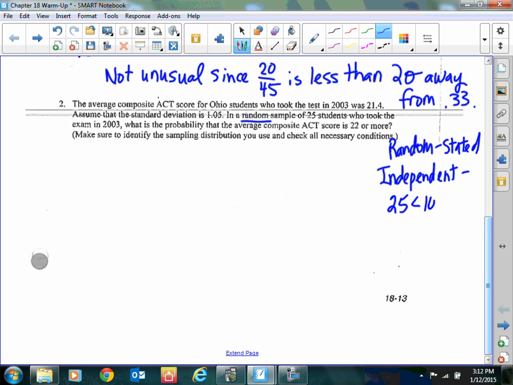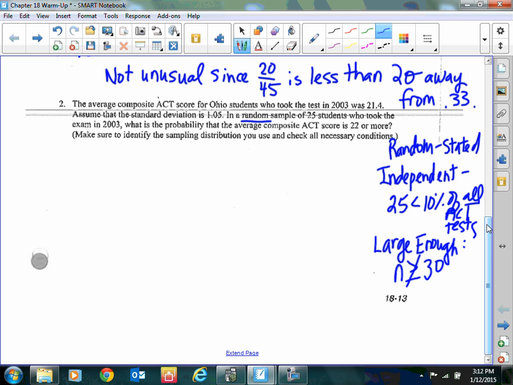That means 25 is less than 10% of all ACT test takers, and I think that's certainly reasonable. And then the large enough. Okay, here's an issue that I would expect you to maybe have problems with. N is not greater than or equal to 30 because for means, N has to be greater than or equal to 30. It's not, because 25 is not greater than or equal to 30.